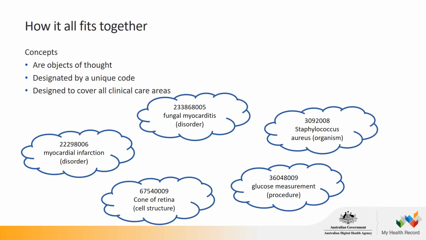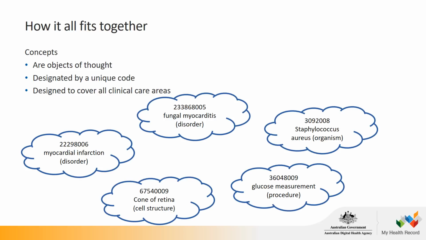How does it all fit together? Let's start with concepts, which are the center of the terminology. A concept is an object of thought, in this case, a clinical entity that is something about the clinical encounter you wish to record. It is designated by a unique code, which is the concept identifier, and covers all clinical care areas. The clouds we have here show a few different content areas.